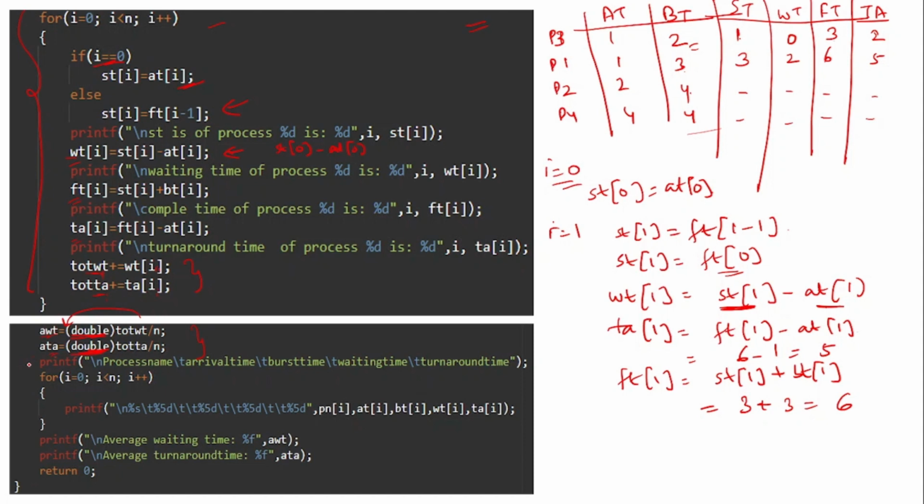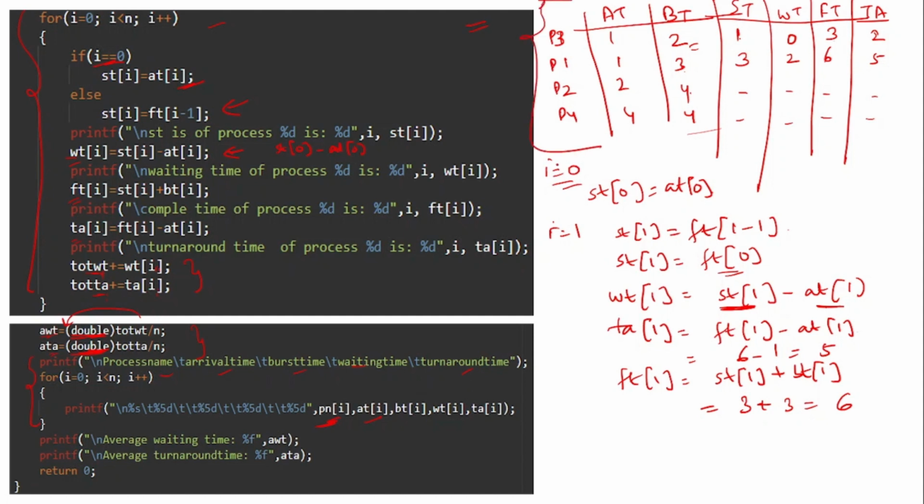And in this particular case, we are just printing the values. You can see the process name, the arrival time, burst time, waiting time and turnaround time here. And the value here would be the process number and the average time of all the processes. So again this particular table will be there.